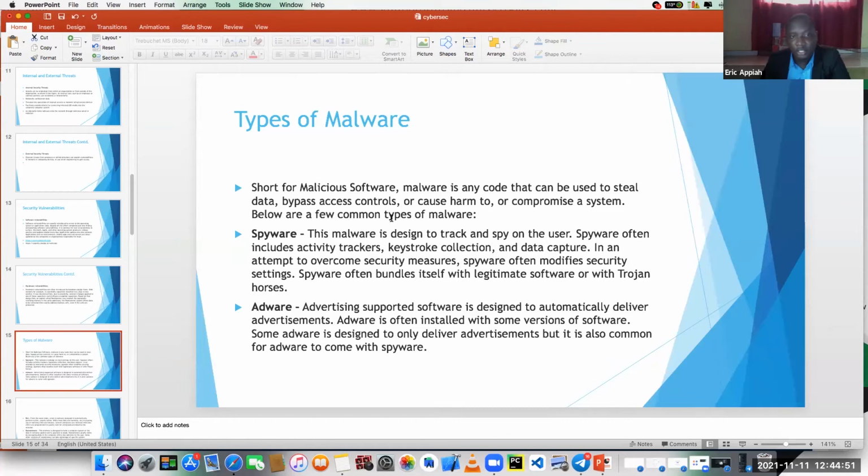So malware is any code that can be used to steal data, bypass access control, cause harm to or compromise a system. So let me give you the types of malware. There is spyware. Spyware is typically designed to spy on users. So for example, let me talk about organizations, then I come to the personal level. For organizations, MTN can decide to install spyware on Vodafone machines to spy on them so that they can get their strategy and always be ahead of them.